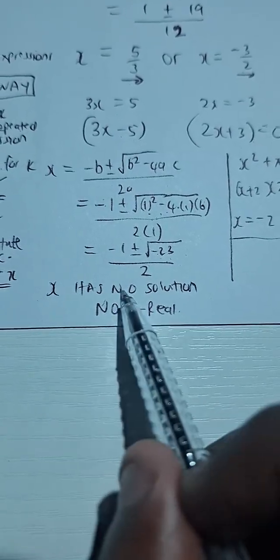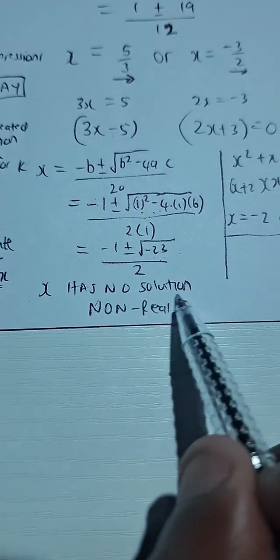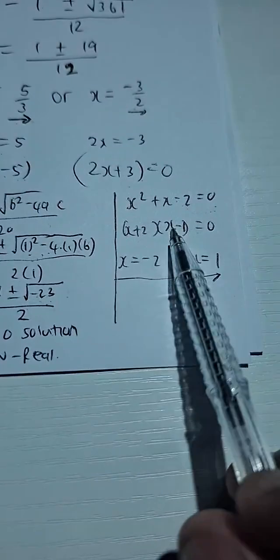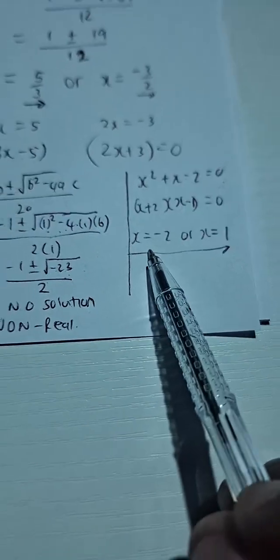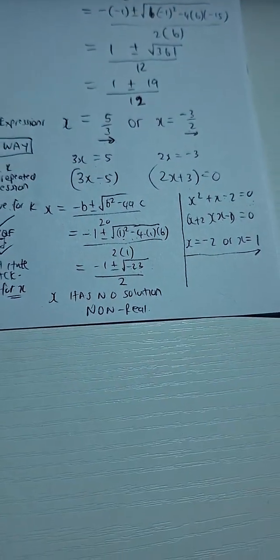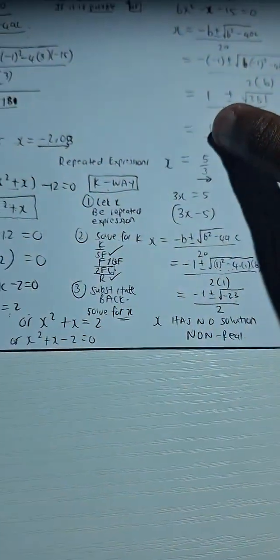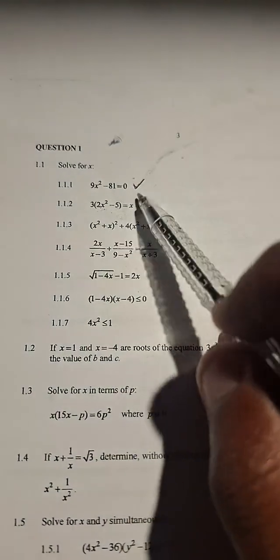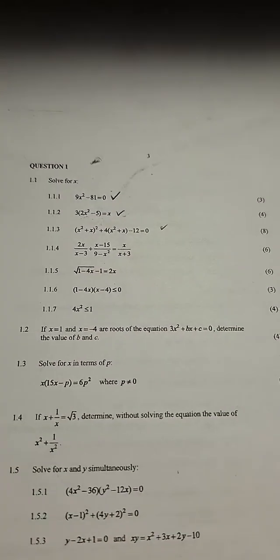In other words, it means x has no solution. Whereas for the other equation, where we substituted the 2, we can solve this one and get the 2 solutions. X is equal to negative 2 or x is equal to 1. Straightforward, right? I hope you see that it's so straightforward. Let's move on to the next question. So basic, very straightforward. We would never miss these marks, right?